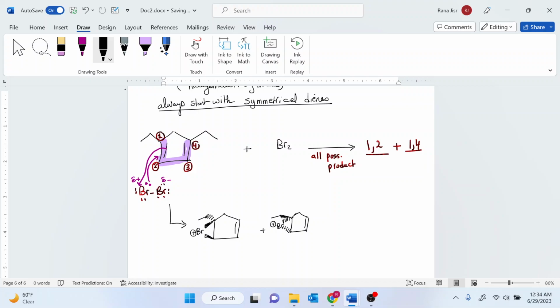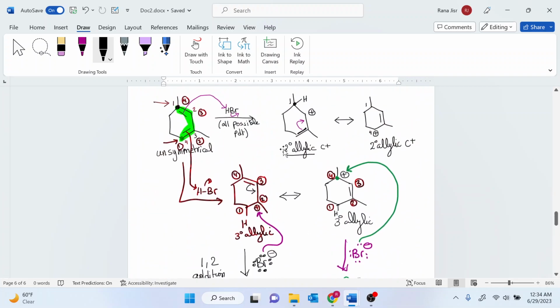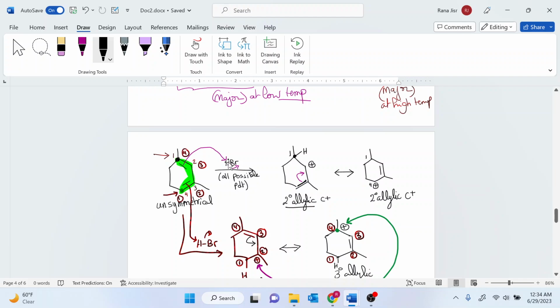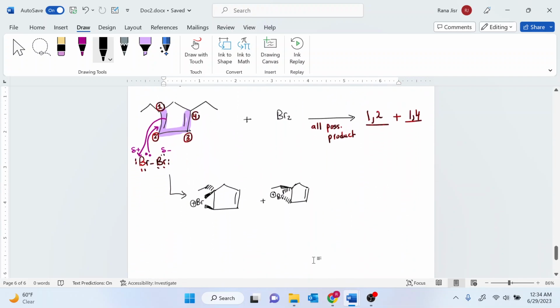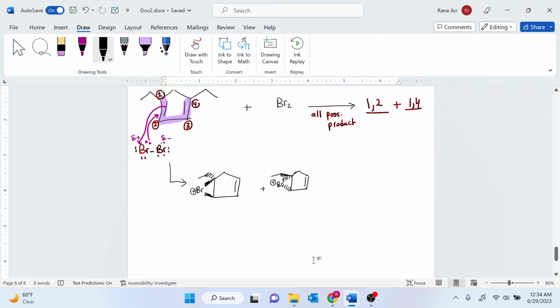Please write it down. Now, the difference between bromination, chlorination, or the addition of HX. With the addition of HX, I created immediately my allylic carbocation, and I could do resonance immediately with the allylic carbocation. But here, no, I don't have an allylic carbocation. So now I'm going to go ahead and proceed to the next step of the reaction.